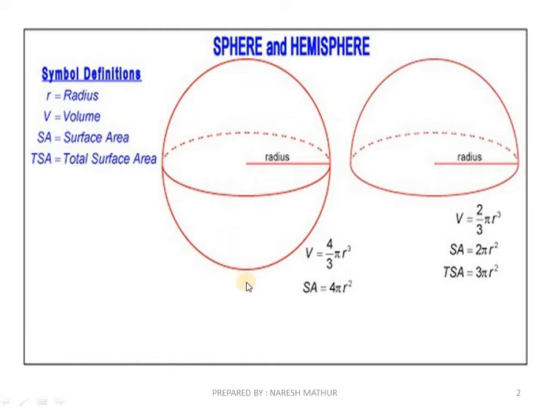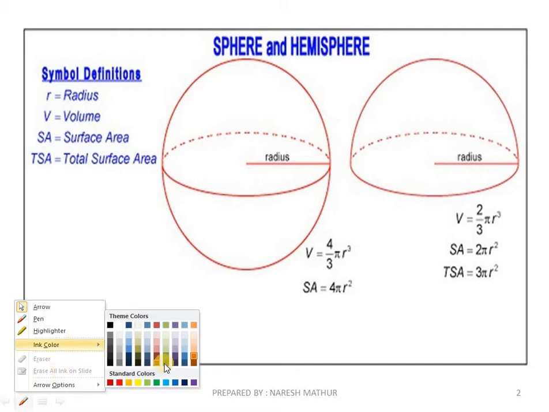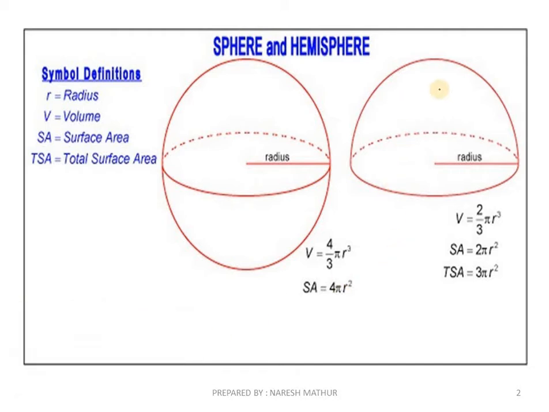In sphere, the term surface area contains CSA and TSA. It means the CSA and TSA, curved surface area and total surface area of sphere remain same, which is denoted as 4 pi r square, whereas in hemisphere the surface area is 2 pi r square, that is just half of the surface area of sphere, and TSA is 3 pi r square.